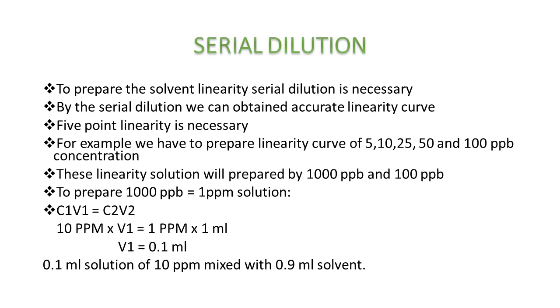Now come to serial dilution. To prepare the solvent linearity, serial dilution is necessary. By serial dilution, we can obtain an accurate linearity curve. A 5-point linearity is necessary. For example, we have to prepare a linearity curve of 5, 10, 25, 50 and 100 ppb concentration. The linearity solutions will be prepared from 1000 ppb and 100 ppb. To prepare the 1000 ppb or 1 ppm solution, the following formula can be used: 0.1 ml of 10 ppm solution mixed with 0.9 ml solvent.